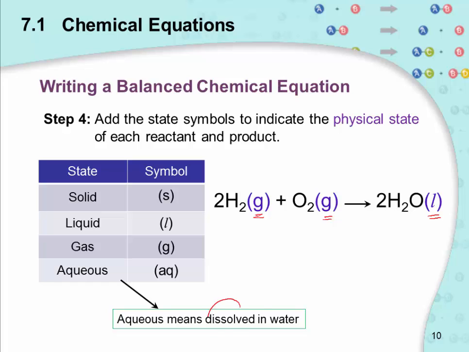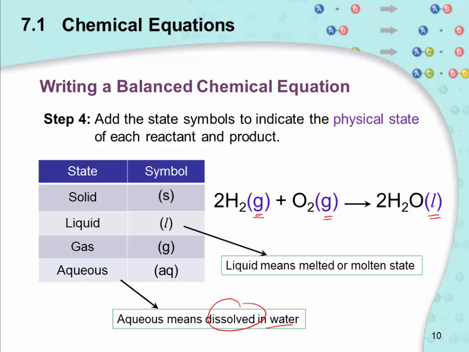Aqueous means dissolved in water. It is not a pure substance but dissolved in water. For example, aqueous sodium chloride means sodium chloride dissolved in water. It's a mixture of sodium chloride and water. But l, liquid, means melted or molten. So if you have sodium chloride liquid, it means that it's pure melted or molten sodium chloride. It's different from aqueous. Aqueous is a mixture of the substance and water.